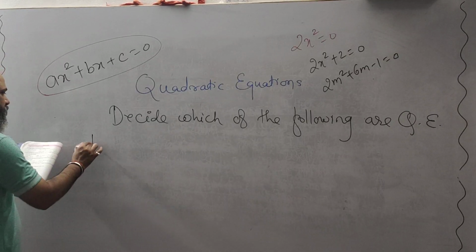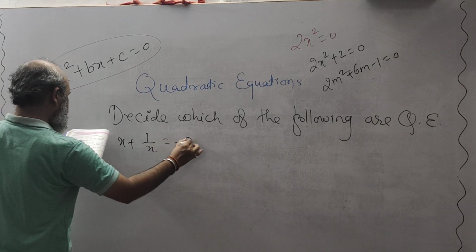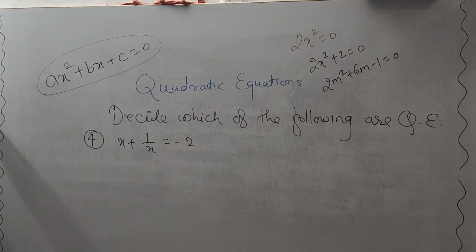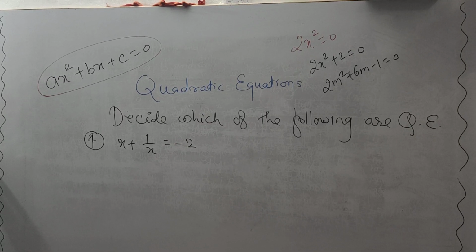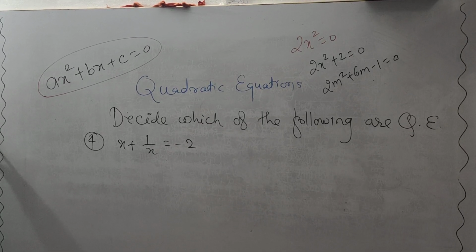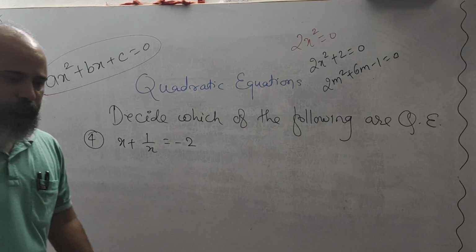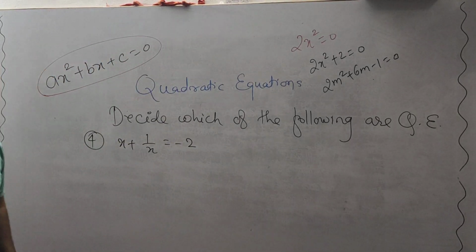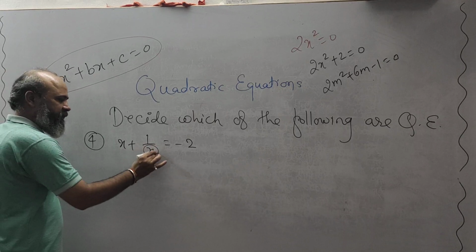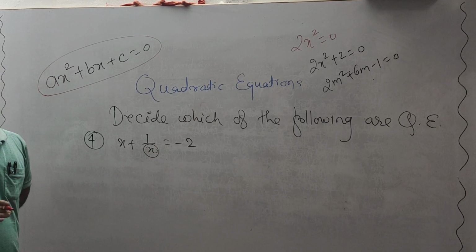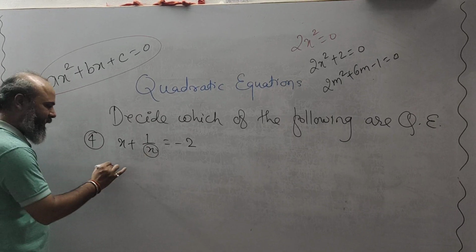The fourth one, x plus 1 by x is equal to minus 2. Okay. So fourth one is what? X plus 1 by x is equal to minus 2. Again, remember, we don't want this x in the denominator. So what we will do? We will multiply on both sides by x.